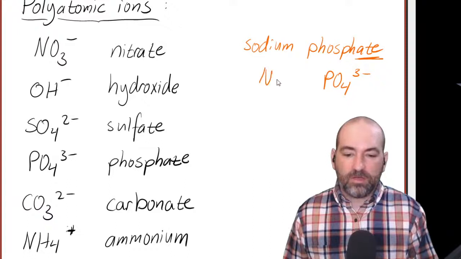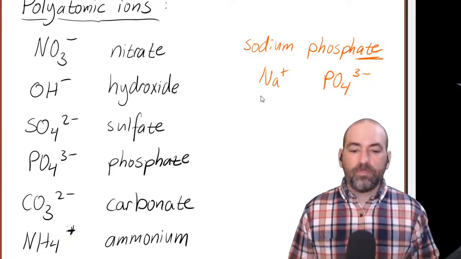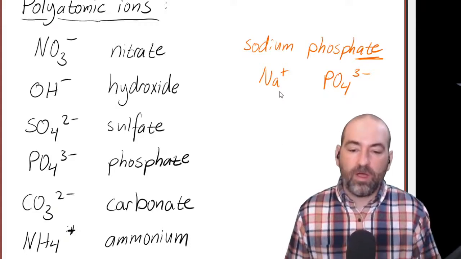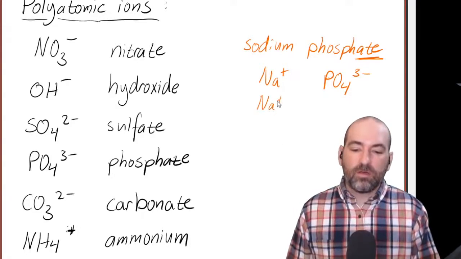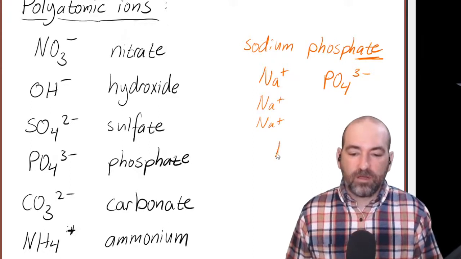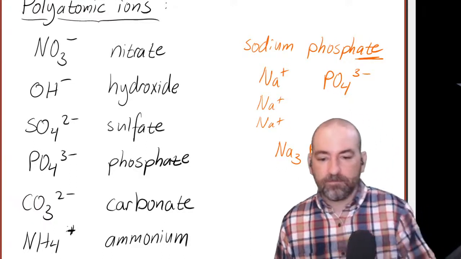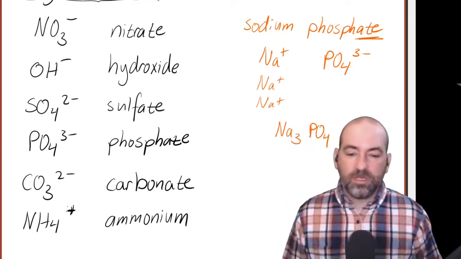Then we can add our sodium here from the periodic table that we know is +1. And now we build the compound the exact same way. So we need 3 sodiums to balance the -3 phosphate. And so our formula is Na3PO4.